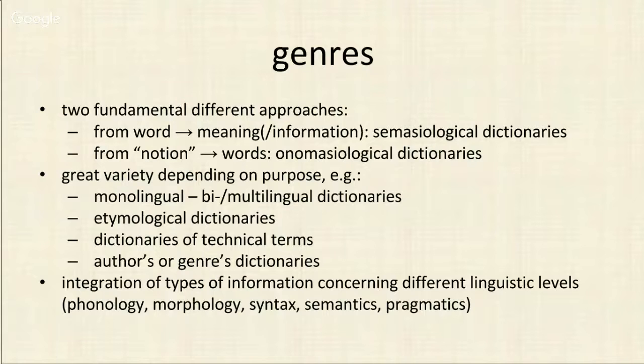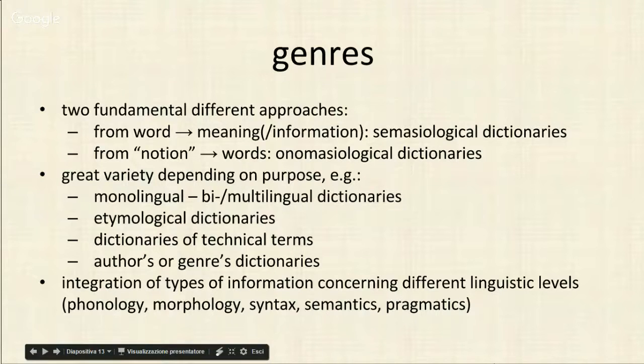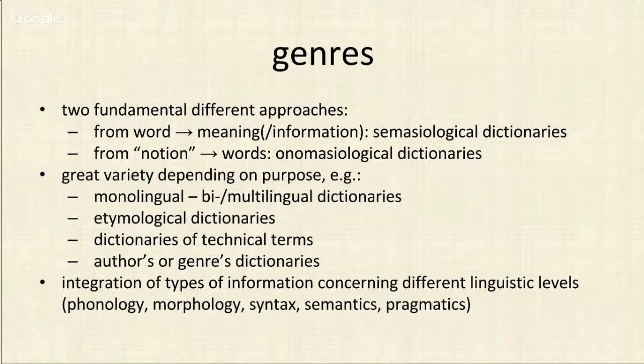Even if we have a very pure genre of a dictionary, let's say a monolingual semasiological dictionary, we find in any case that it integrates different types of information concerning different linguistic levels: phonological, morphological, syntax, semantics, and very often also pragmatics. So the different genres mean that we cover a very big informational variety, and it's a challenge how to represent it digitally. Can we go to the next slide?